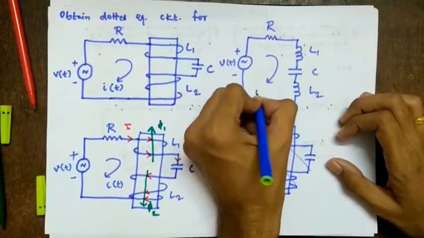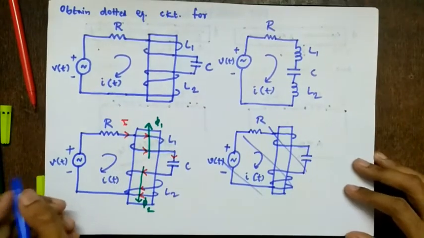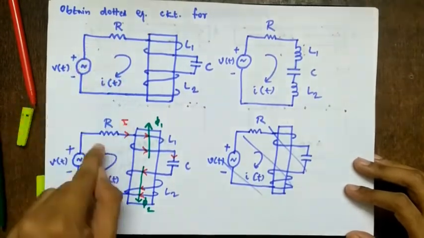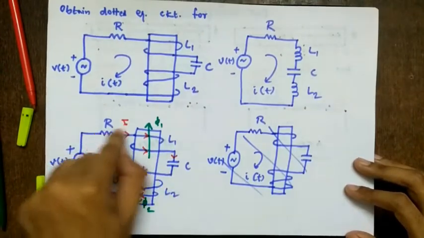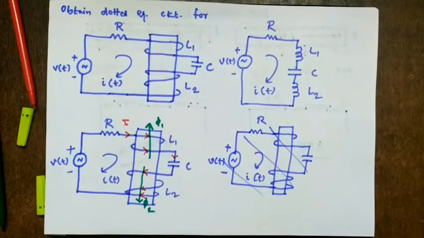And the current is given, so show it. If it is not shown in the exam, no need to show. But the current will be shown because you have to assume the direction of current. If the current is not shown, you will have to assume it. So some might take it like this, some might take it like this. So the answers will differ. So usually the examiner will give the current to avoid confusion.